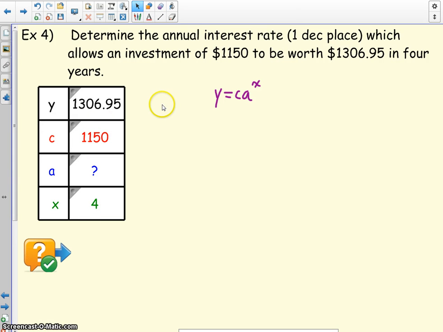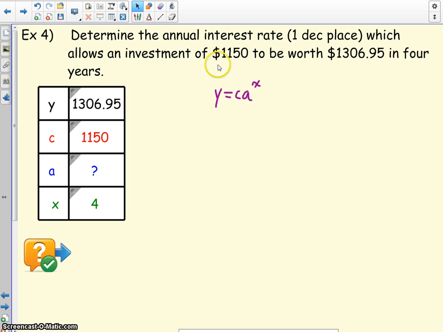Okay, so to figure out what goes where inside this equation, we're looking for the annual interest rate. So to know the annual interest rate, we need to know the base of the exponent, the base of the power, which means that a is actually going to be our unknown here.